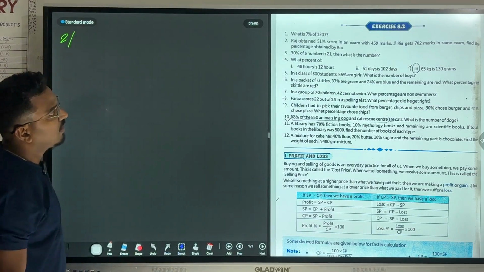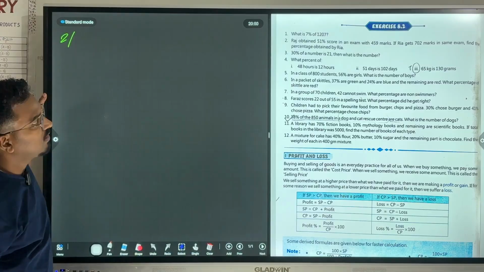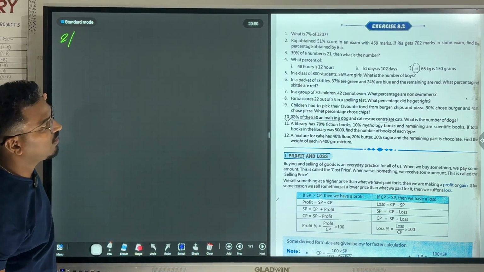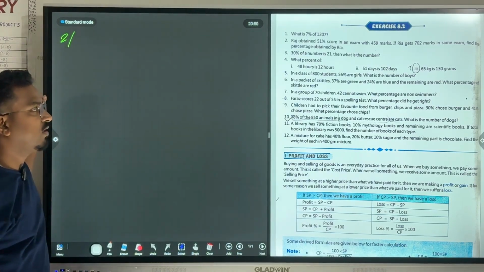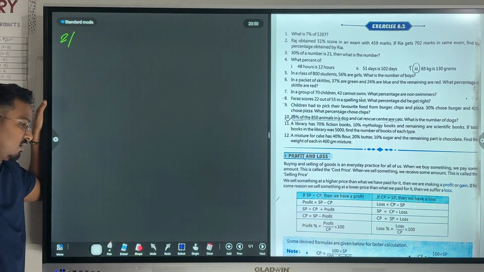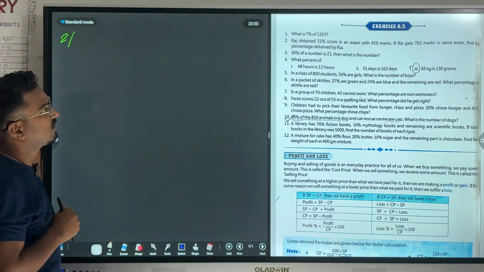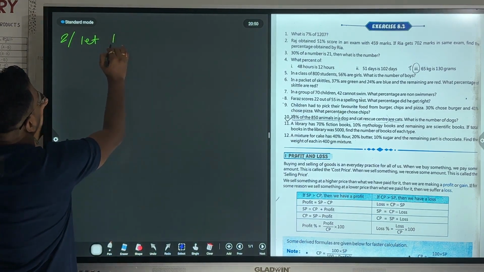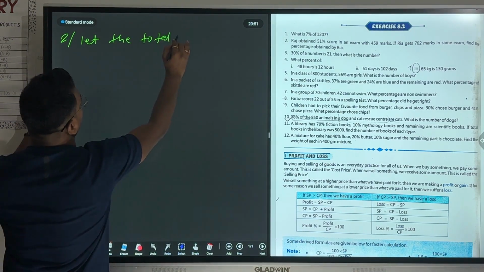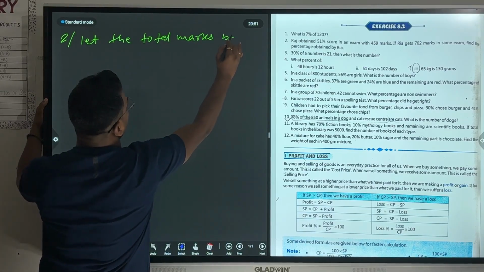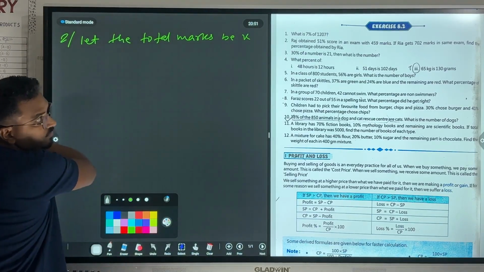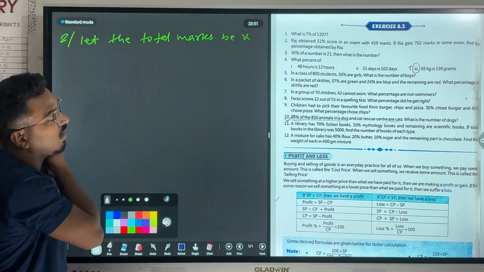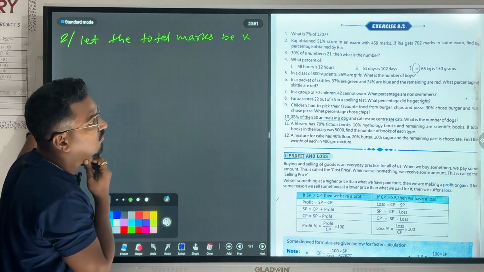Next, question number 2. Question number 2 is given, Raj obtained 51% score in an exam with 459 marks. If Ria gets 702 marks in the same exam, find the percentage obtained by Ria. So, here the total marks is not given. What is the total marks? Total marks is not given. So, let the total marks be x. Now, 51% is the score, and that is equal to 459.